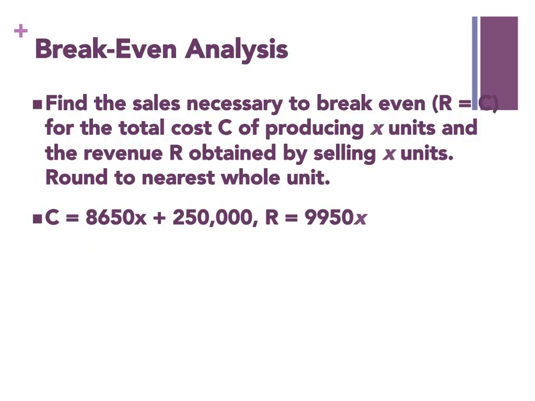This next example is a break-even analysis. If you think about the real-world application on this, break-even is when you stop losing money and start making money. In this case, they gave you the cost function and the revenue function. So this is basically saying there was some sort of initial setup fee of $250,000, and whatever they're making costs $8,650 per item to make, and they can sell it for $9,950 per item.